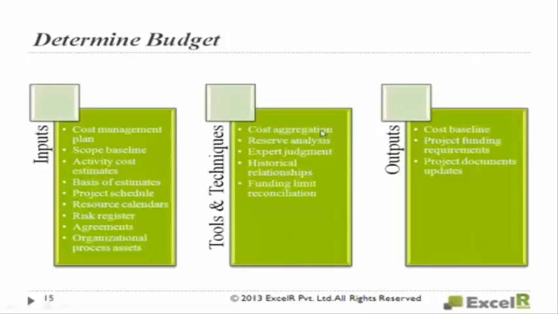Expert judgment. To do this you need the expertise and historical relationships. You have to understand them when you are developing the budget. The historical relationship, the parametric estimates and analogous estimates, are used to develop the mathematical model to predict total project costs.